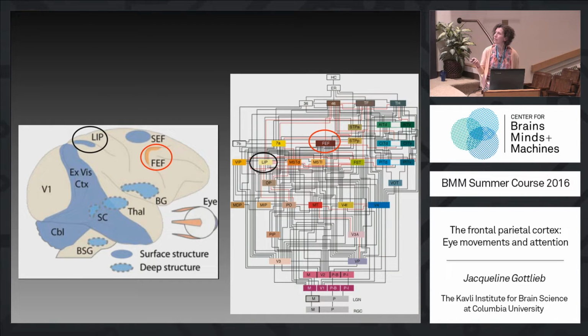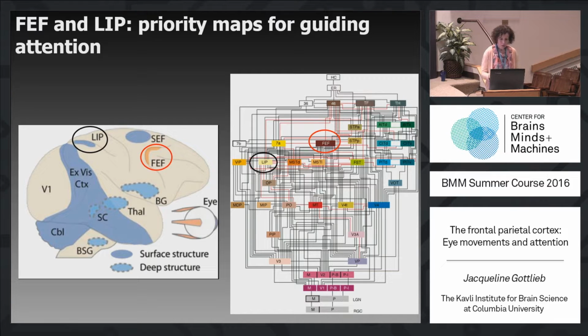And here they are on the lateral view of the monkey cortex. The FEF sits in the arcuate sulcus, which is at the very posterior border of the frontal cortex. This is all called the prefrontal cortex. LIP sits in the lateral intraparietal sulcus. Okay, so we think of FEF and LIP neurons as providing what we call a priority signal for guiding attention.